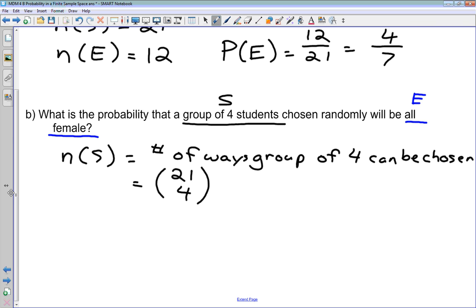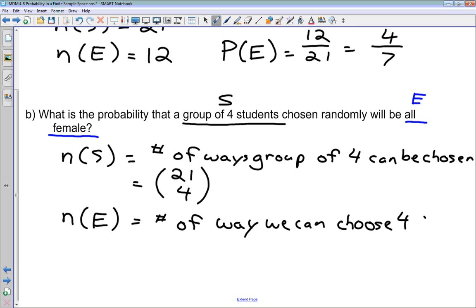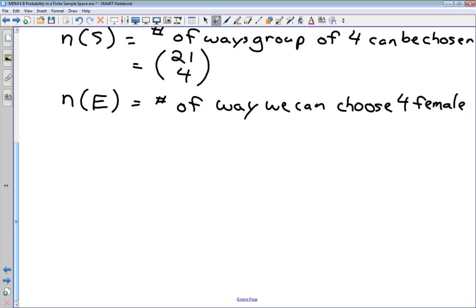Now, our event space is the number of ways we can choose 4 female students. I shouldn't say, that's not our event space. Our event space is that the group of 4 has 4 females in it. The cardinality of it is the number of ways we can do that. So how many ways can we choose 4 female students from our class? And again, that word choose means that we're going to be using another combination. What's our combination going to be in this case? Well, how many female students do we have to choose from? We have 12 of them, and we want to choose 4. So 12 choose 4.